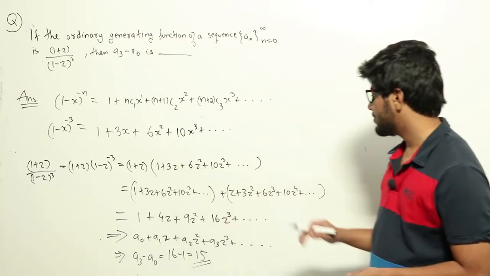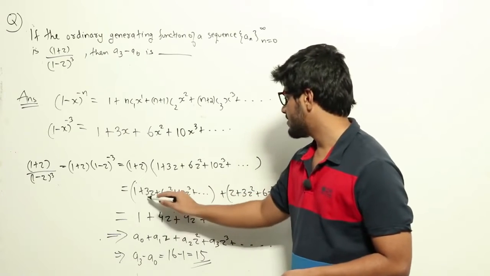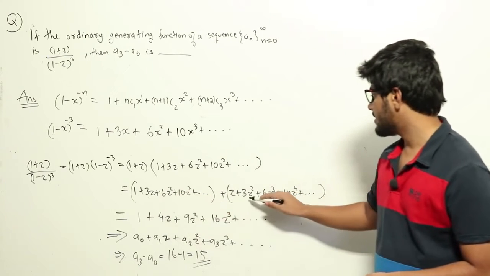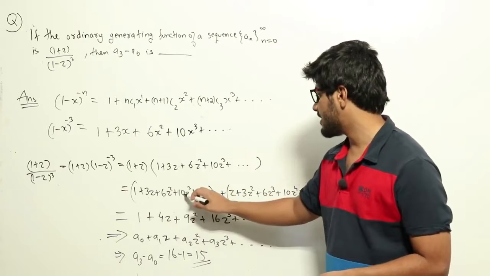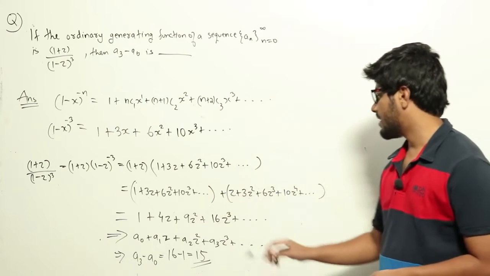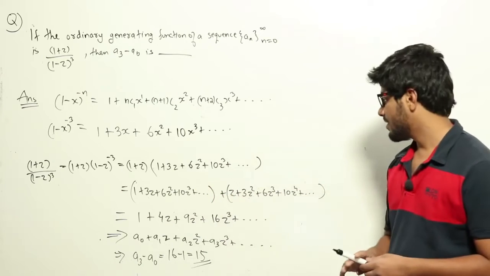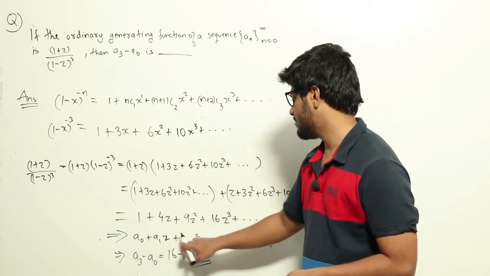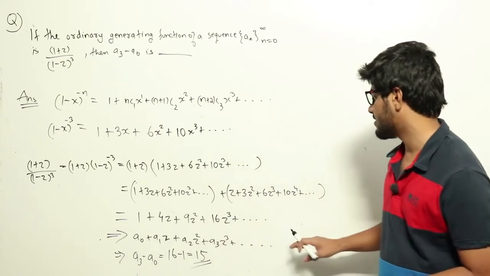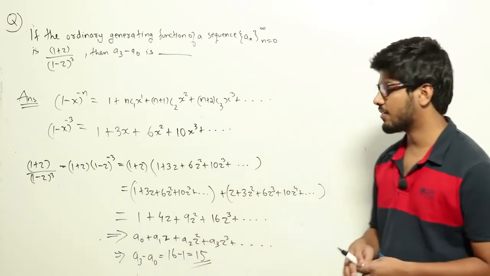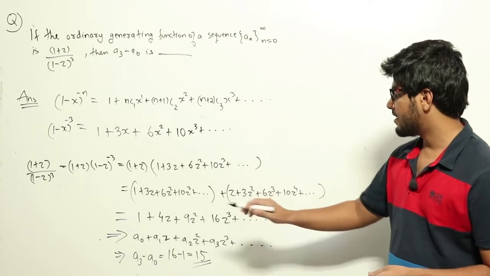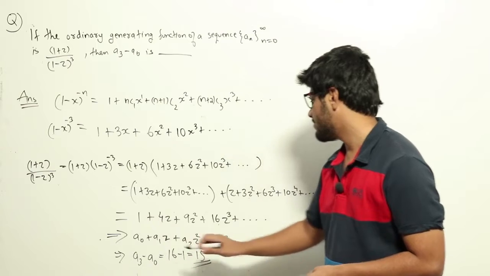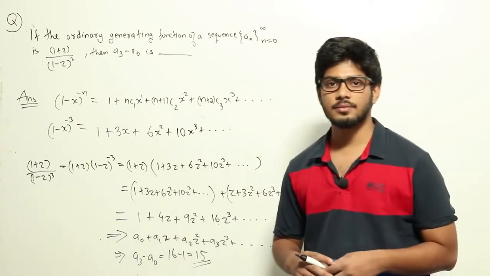Now we will add these two. I will get 1 plus 3z and z I can add. I will get 4z plus 6z square and 3z square I can add. I will get 9z square plus 10z cube and 6z cube I can add. I will get 16z cube, etc. Now we have got this in the same format as a0 plus a1z plus a2z square plus a3z cube, etc. This is the generating function of the sequence given. Now I can easily write a3 minus a0, that will be 16 minus 1, that will be equal to 15. 15 is the answer.